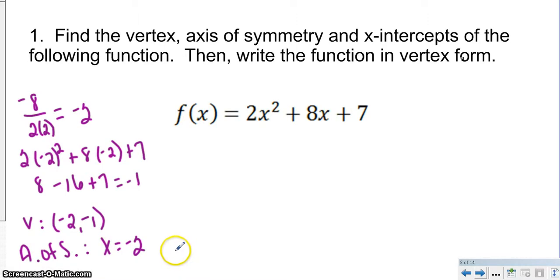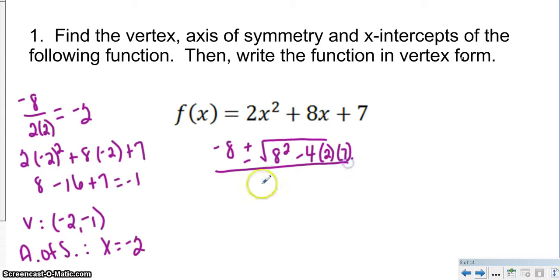Next piece is finding the x-intercepts. In this particular problem, I'm not seeing it as easily factorable. If it's not easily factorable, just go ahead and use the quadratic formula, and that'll give you your answer every time. So negative 8 plus or minus the square root of b squared minus 4 times a times c, all over 2 times a.